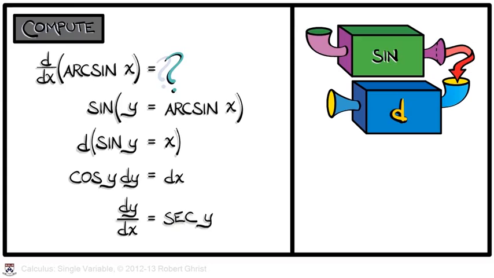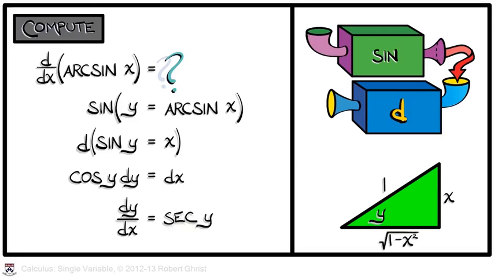That is the secant of y. Now, that is not exactly the form of the answer that we want. So we need to do a little bit of trigonometric manipulation. Given the right triangle with angle y, since the sine of y is equal to x, we could assume that the opposite side length is x and the hypotenuse is 1, meaning that the adjacent side length is root 1 minus x squared. This allows us to compute the secant as 1 over the square root of 1 minus x squared, and that indeed is the derivative of arcsine.